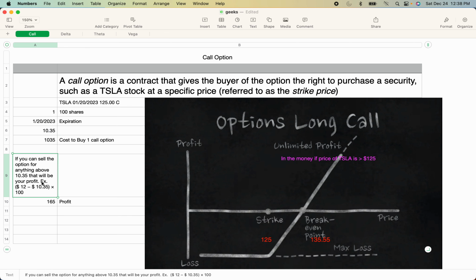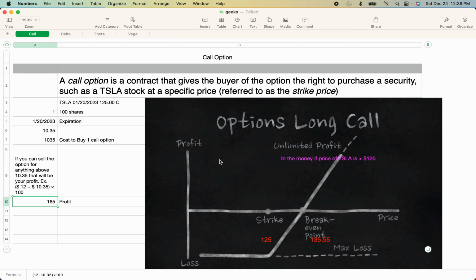If you can sell this option for anything above 1,035 before January the 20th, that will be your profit. For example, if you sold this option for $12, then it would be 12 minus 10.35, times 100, which would be $165 in profit. That's how you really profit with options for the most part. Most options are essentially bought and sold. In some rare cases you can exercise an option, but we won't talk about that here because that's not what most option traders do.